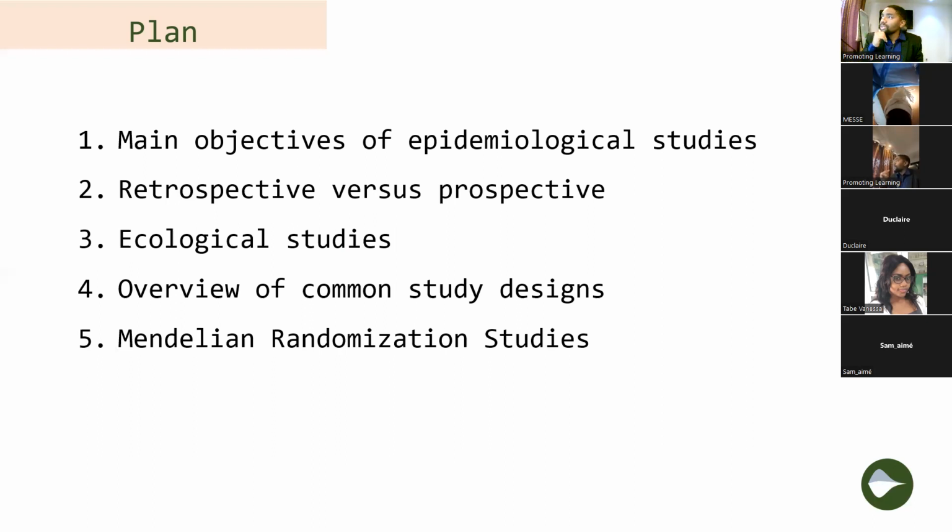After looking at the main objectives of epidemiological studies, we're going to look at retrospective versus prospective. I wouldn't even say retrospective studies versus prospective studies. I'll just say the difference between these terms, and you're going to understand why I'm dissociating that from the general overview of common study designs. And then we're going to look at ecological studies, or the ecological approach towards studies.